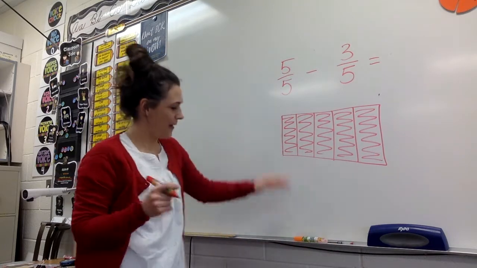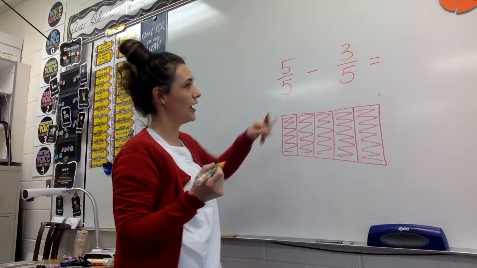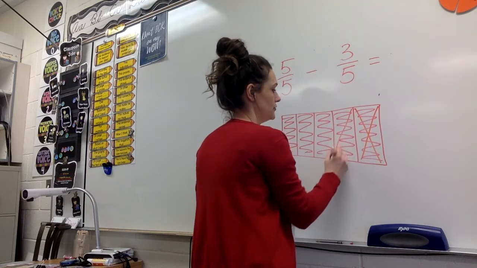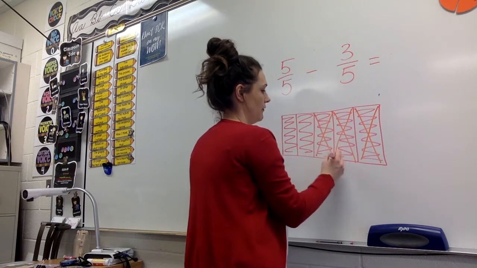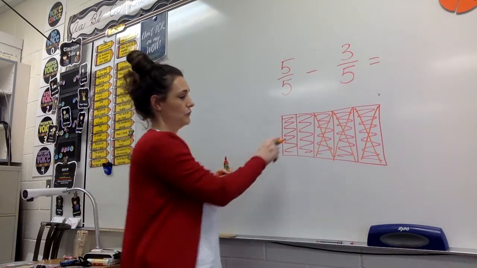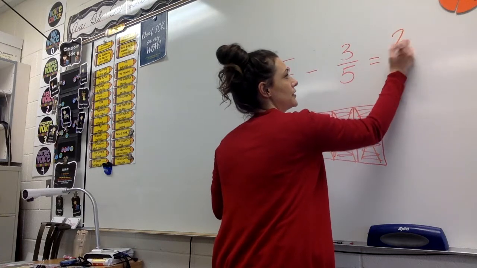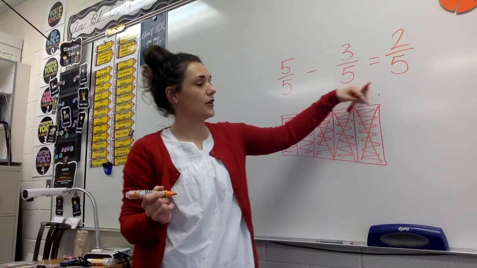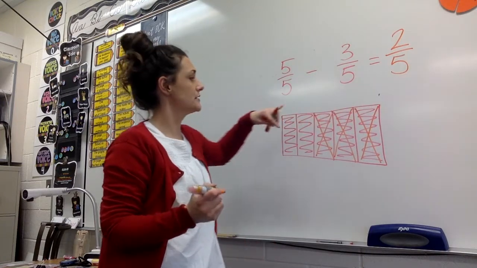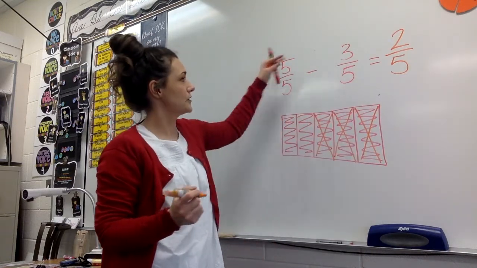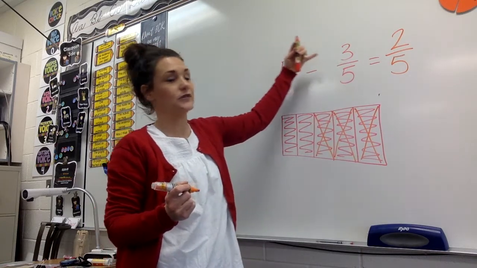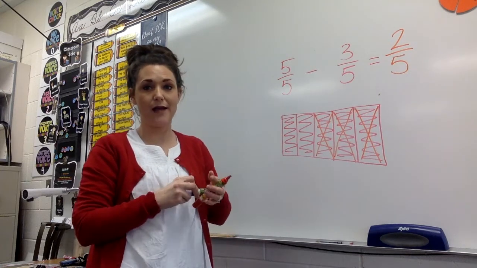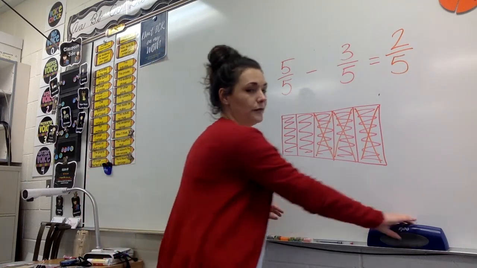Okay, so we are going to subtract off 3 of those fifths now. 1, 2, and 3 of them. And how many do we have left? We have 2 of those fifths left. So what's happening in our algorithm? We're keeping our denominators the same because they're just telling us how many it takes to make a whole. We're starting with 5, taking off 3, and ending up with 2 left. Pretty simple, right?